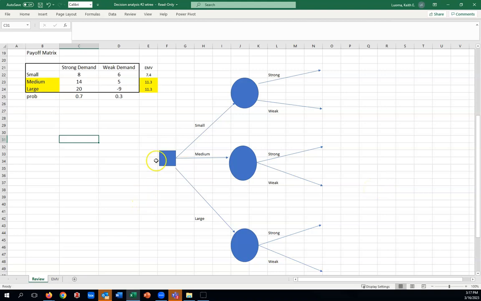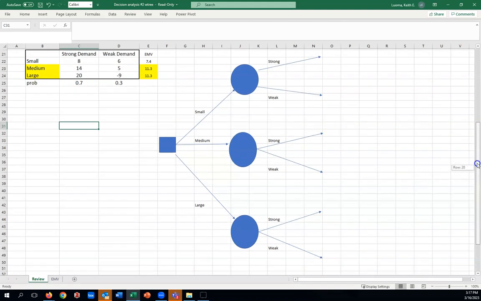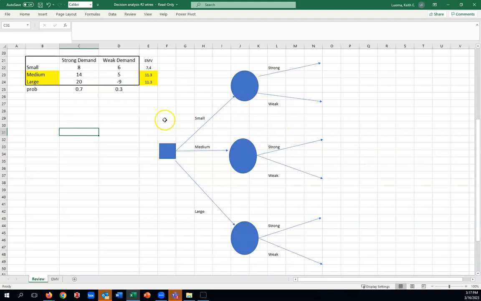Customarily in a decision tree, we use a square or a rectangle when we're making a decision, and we'll use a circle or an oval when it's something that occurs by chance outside of our control. So what I'd like to do at the end of each of these paths, in other words for these 6 endpoints, is indicate what the monetary value would be.